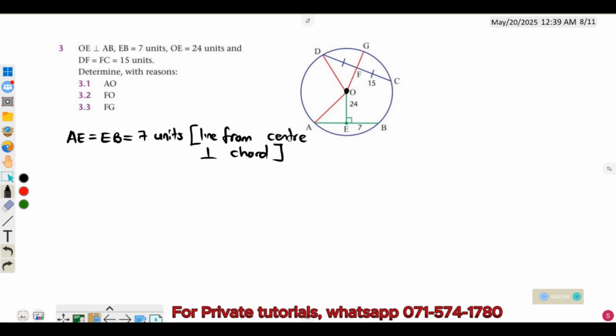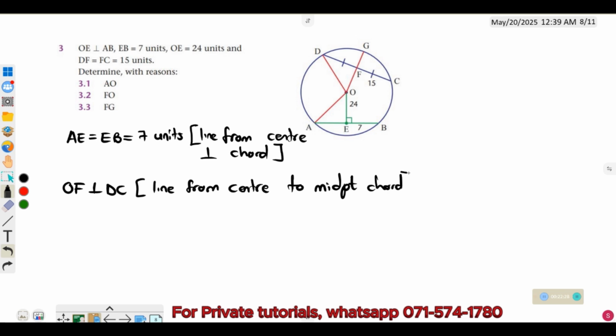So we can make a conclusion, right? Remember, this is the converse now, which tells us that OF will be perpendicular to DC. Why? Because now we have a line that is drawn from center, but it goes to the midpoint of a chord. So with this information, then we can start calculating some stuff.